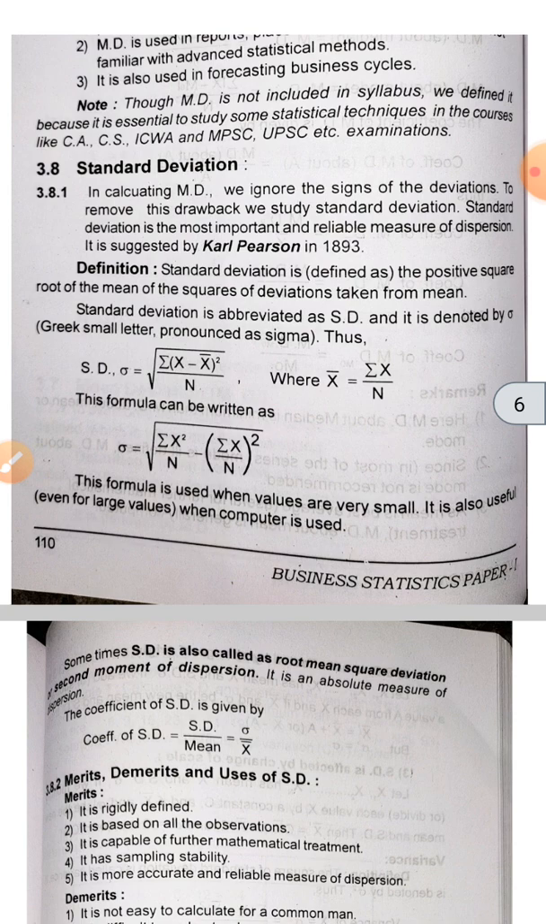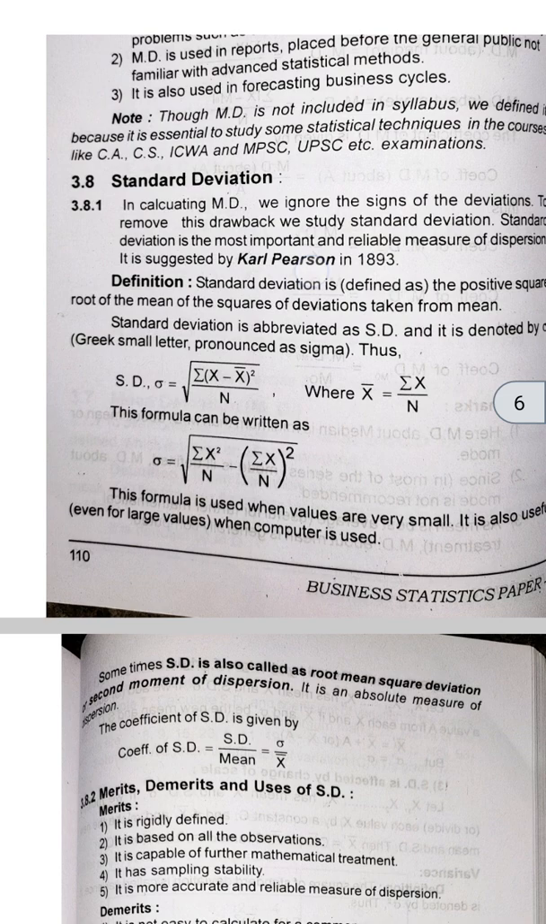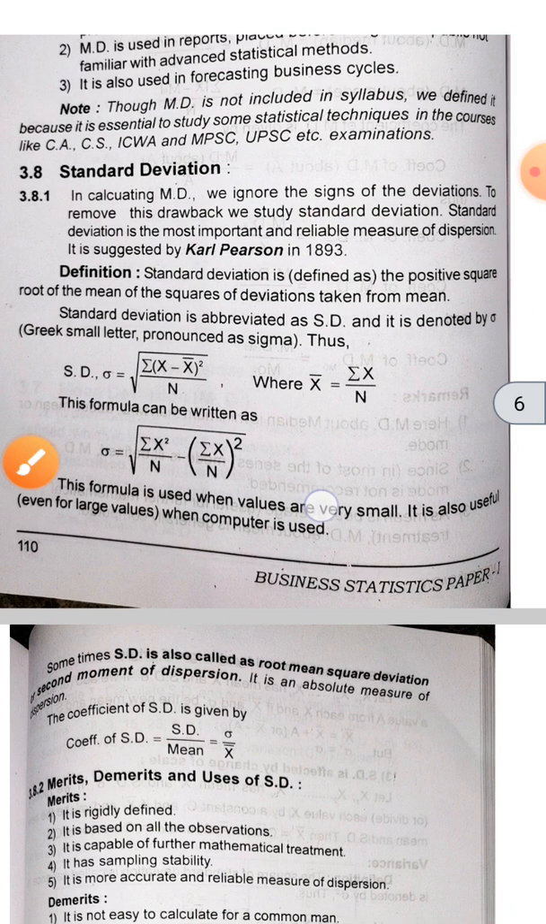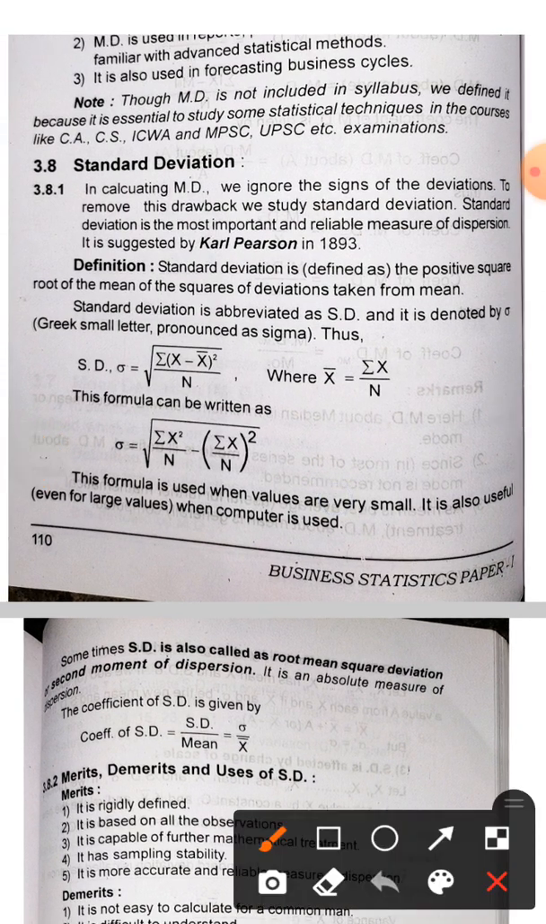Okay, standard deviation is the most important and reliable measure of dispersion, and it was suggested by Karl Pearson in 1893. Okay, it is propounded or discovered by Karl Pearson. He is a statistician who discovered how we can calculate standard deviation.